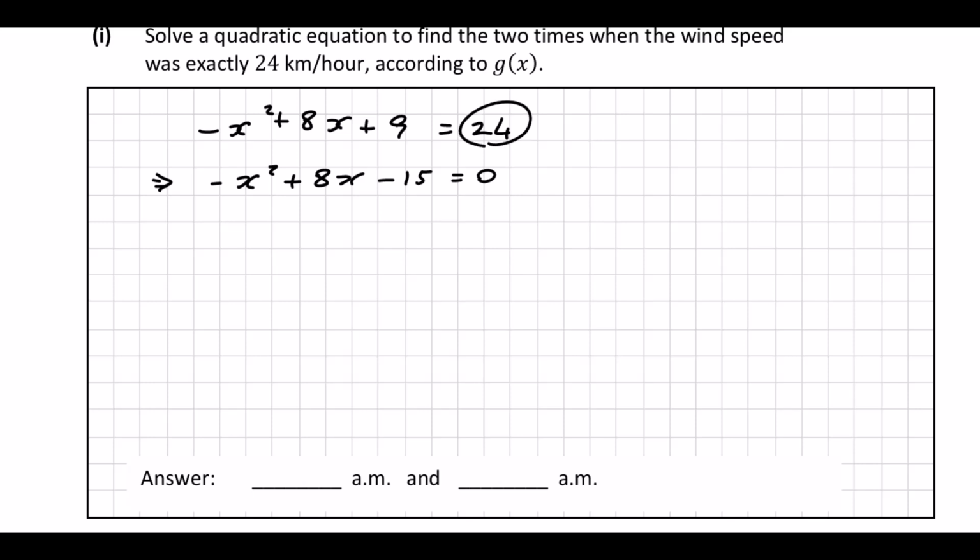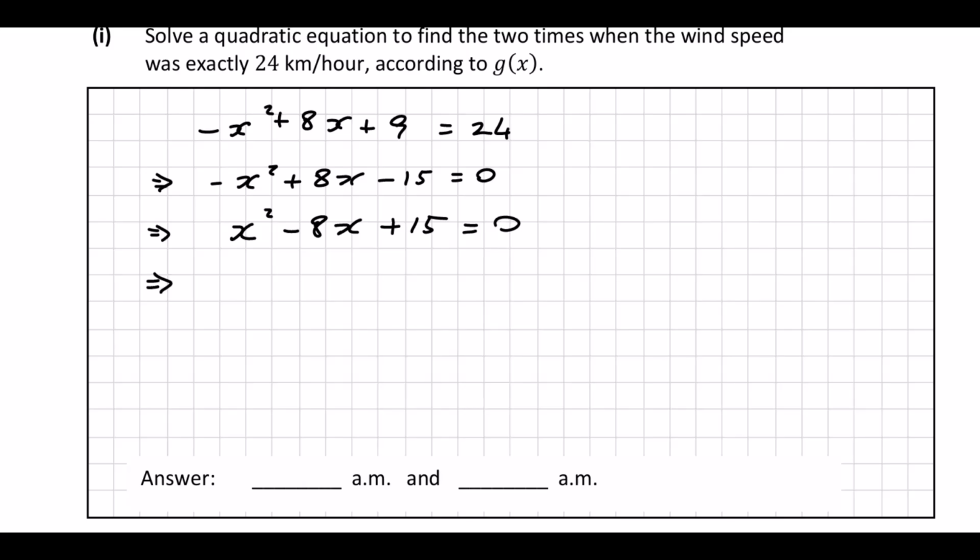So I've just subtracted 24 from both sides. Now we have a quadratic trinomial which we need to solve. I don't like this minus at the start, so I'm going to multiply everything by minus 1. Multiplying this by minus 1, I get x squared; this gives minus 8x; and this gives plus 15, and that's equal to 0.